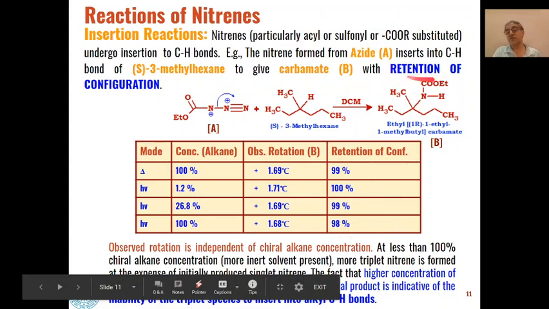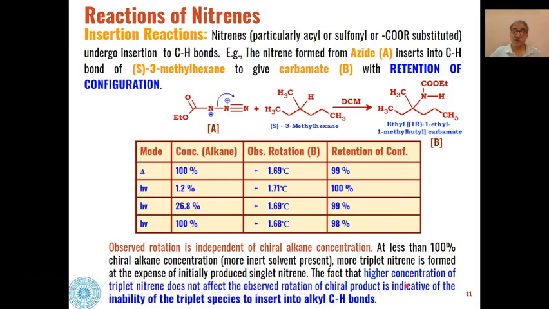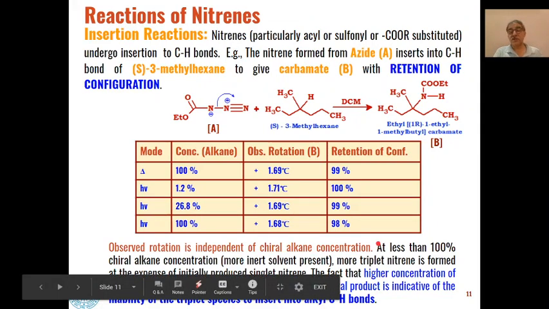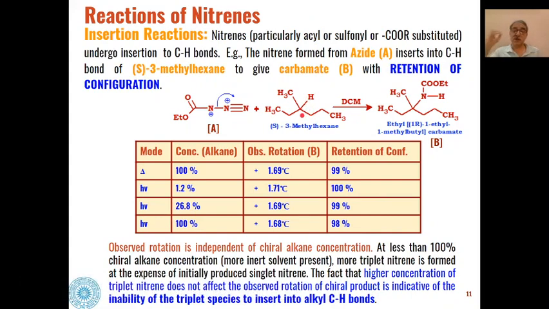So the product is formed with retention of configuration. A higher concentration of triplet nitrene does not affect the observed rotation. So that means the triplet species is unable to insert into these carbon-hydrogen alkyl bonds. It is only the singlet nitrene which adds to the alkyl carbon-hydrogen bonds.